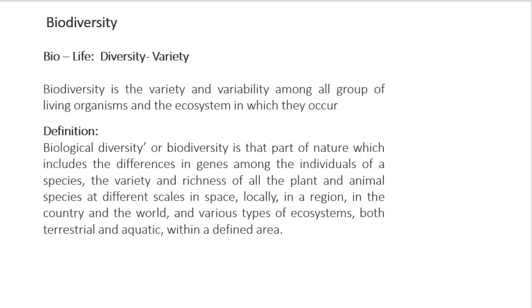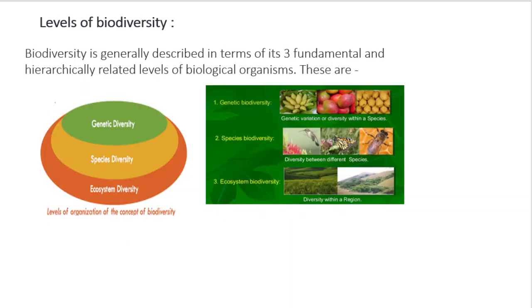This definition describes most circumstances and presents a unified view of the traditional three types in which biological variety can be identified. The first one is genetic biodiversity. Second one is species biodiversity, and third one is ecosystem biodiversity. So let's see one by one. What is the meaning of genetic, species, and ecosystem biodiversity? So genetic biodiversity.